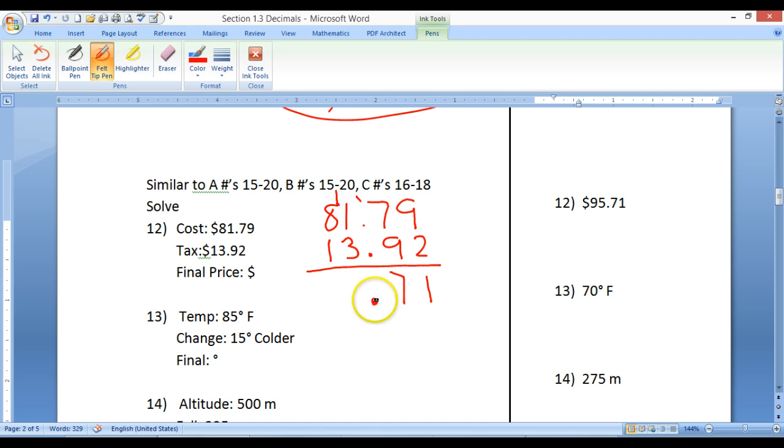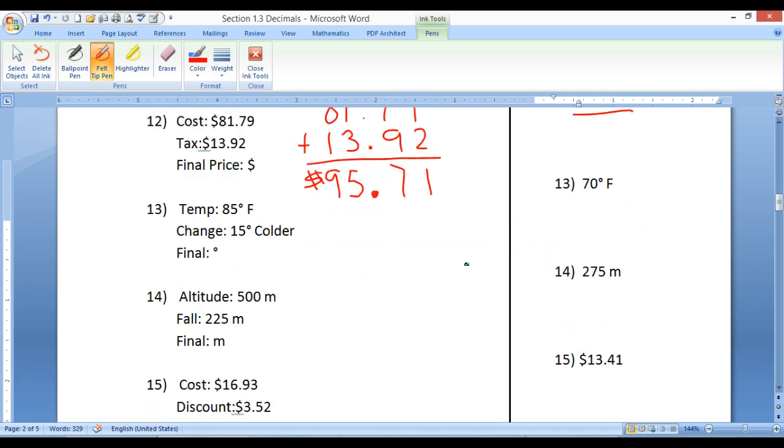Don't forget to line up the decimal. My next one is 1 and 1. 1 plus 1 plus 3, which is 5. And I don't have to carry anything, so now, oops, I forgot to put the plus sign, I apologize. 8 plus 1, which is 9. And because this one is giving us units, it told us that we're working with money, so I need to label this $95.71, which matches.